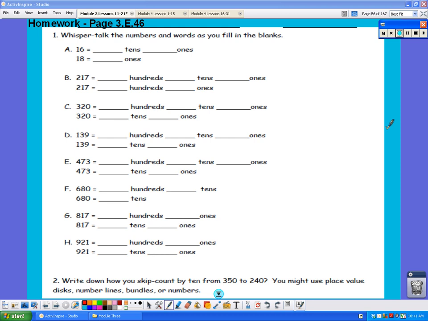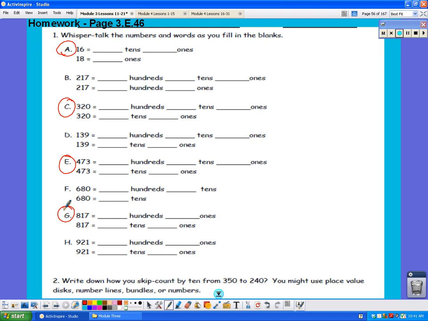Number 1 says, whisper, talk the numbers and words as you fill in the blanks. I'm going to do letters A, C, E, and G. Let's start with letter A.